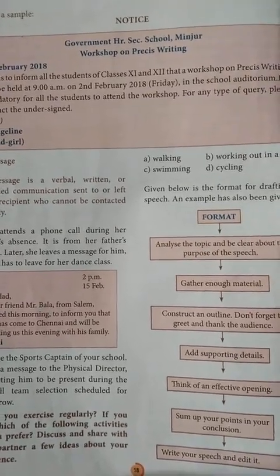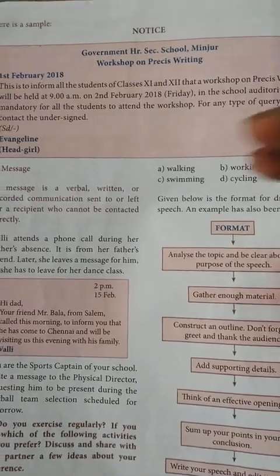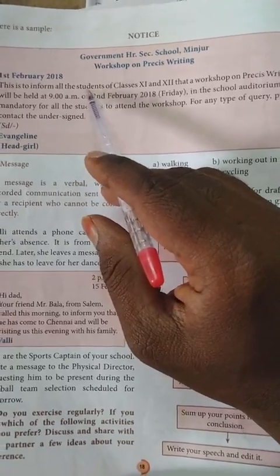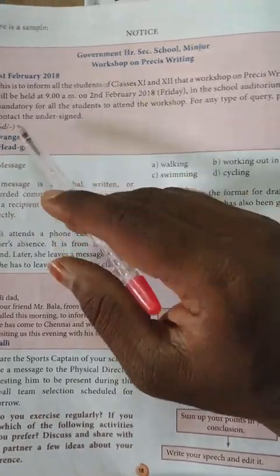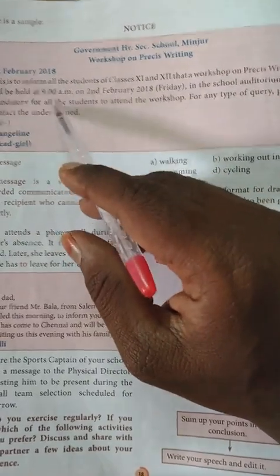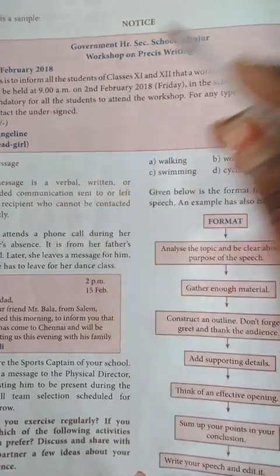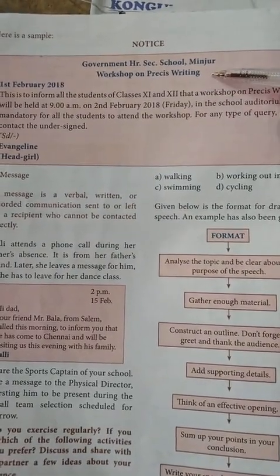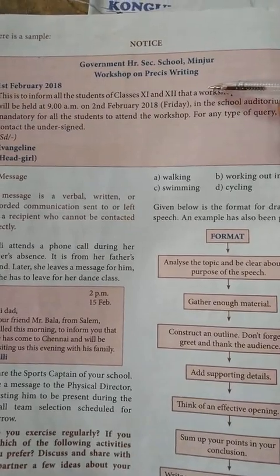And the next one is to use the passive form. See, that's why it says this is to inform all the students. It is not like Evangeline is informing, I am informing you. No, it is in the passive form, right, my dears? And the events or details about the notice have to be clearly displayed, right?